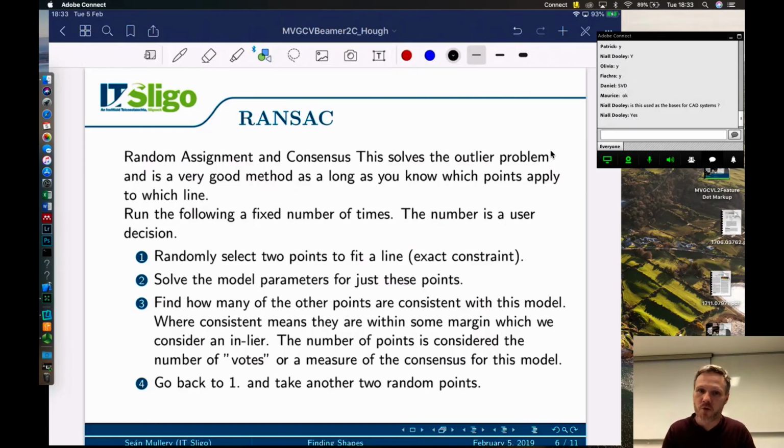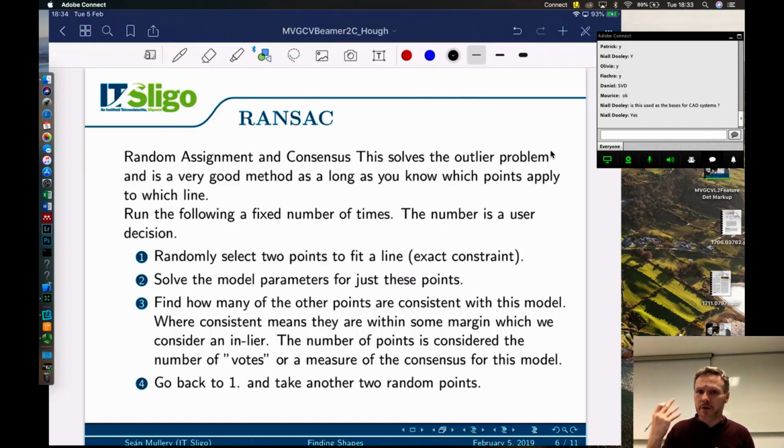So this stands for random assignment and consensus, and that's actually a very good description of what happens here. We randomly assign just two of the points, and we say, okay, now we've got a perfect constraint. We've got 2 points, so we've 2 equations and we've 2 unknowns. Let's calculate the line that passes through those 2 points. And from that, what we'll do is we'll then look at all the other points, and we'll say which of those other points fall within a particular range that we have set of closeness to that line.